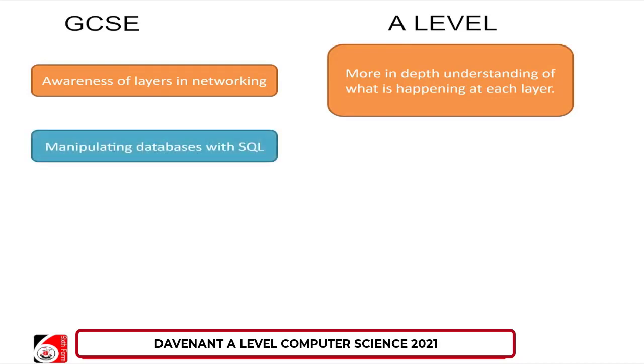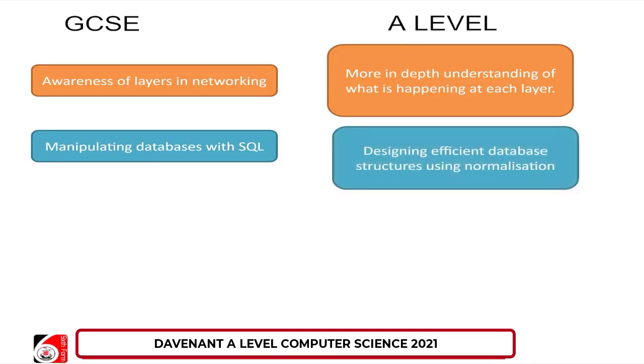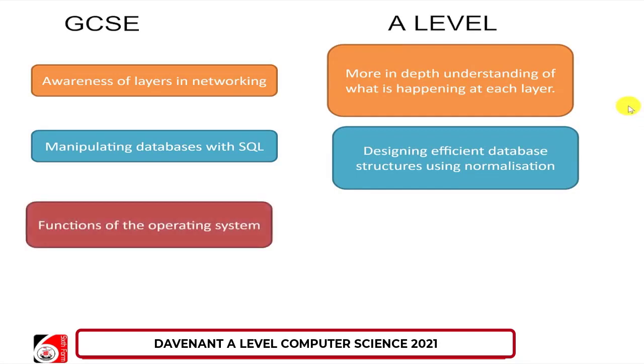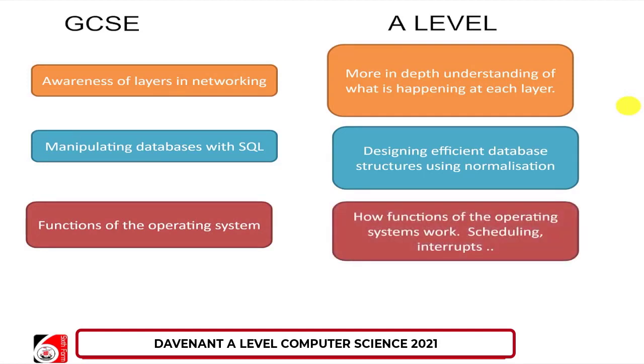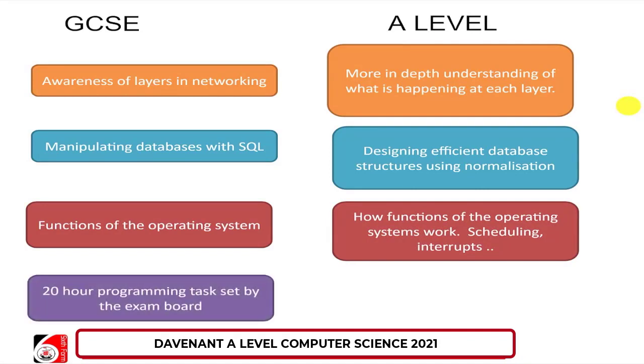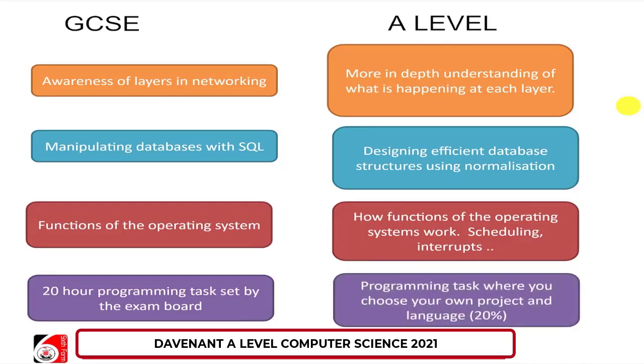At GCSE, you learn to manipulate databases with SQL. SQL continues with A-level, but you also learn to design efficient database structures using normalization. At GCSE, you learn about the functions of the operating system. At A-level, you learn how these functions work with things like scheduling and interrupts. At GCSE, you have a 20-hour programming task set by the exam board. At A-level, you can choose your own project and language, and it's worth 20% of the final qualification.